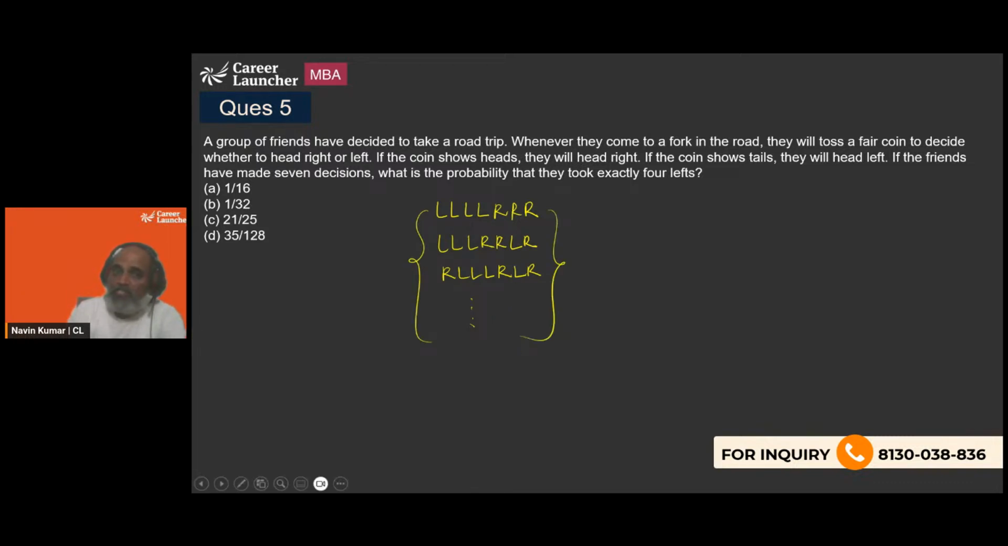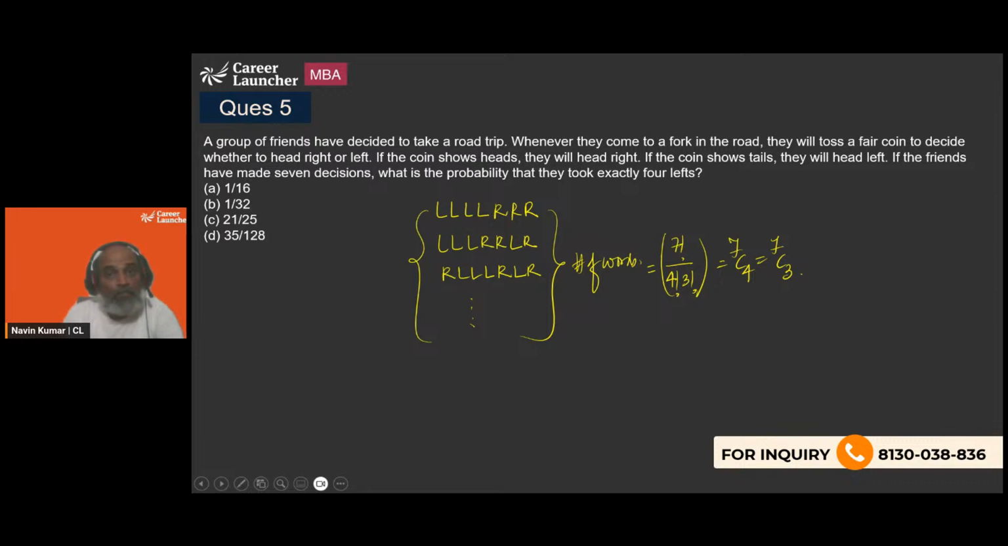If you pay attention, this is nothing but how many words we can form out of these 7 letters, out of which 4 are L's and 3 are R's. How many such words can we make? So the number of words we can form is going to be 7 factorial divided by 4 factorial and 3 factorial. This is also known as 7C4. This is also known as 7C3. Same thing.